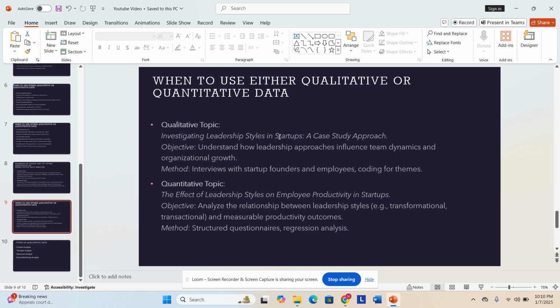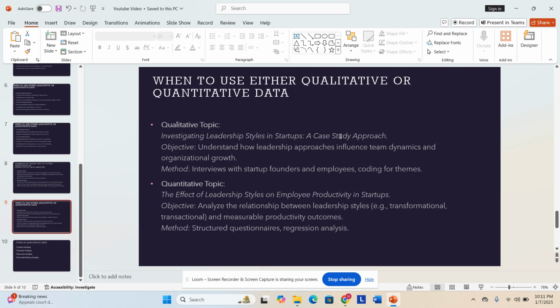Why? Because you just say leadership styles in startups. Startups is broad. He might want you to narrow it down to which startups. Is it fintech startups or health tech startups and all that? Or if you are not narrowing the startups down, you might want to narrow the case study down. You might choose a specific industry for your case study, or even a specific organization for your case study, using that specific organization as a sample size.